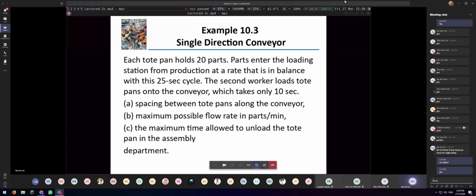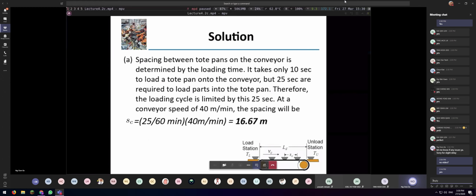Okay, so let's take a look at this. First, the spacing of the tote pans. It takes 10 seconds to load a tote pan, but 25 seconds to load parts into the tote pan. Now, are these sequential or parallel? They're in parallel because they're being done by two workers. So the faster worker is constrained by the slower worker. So it takes 25 seconds.